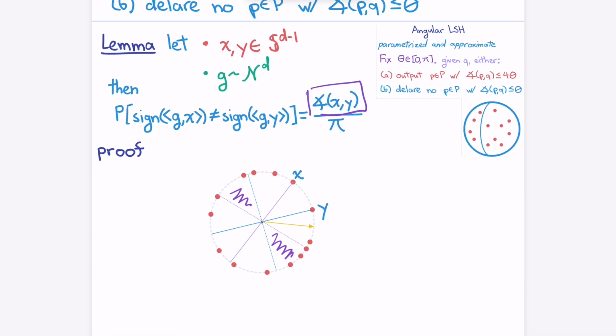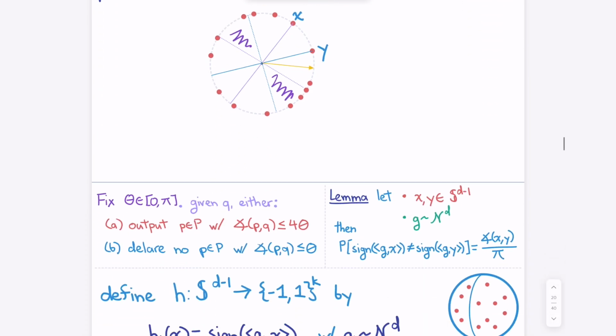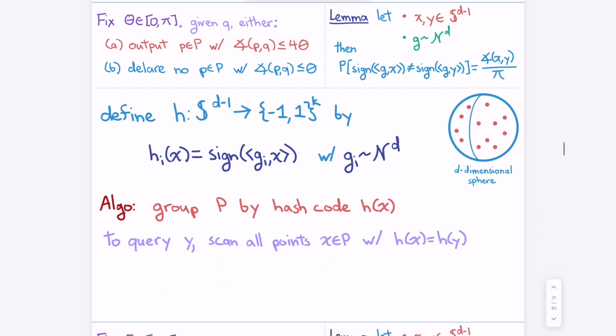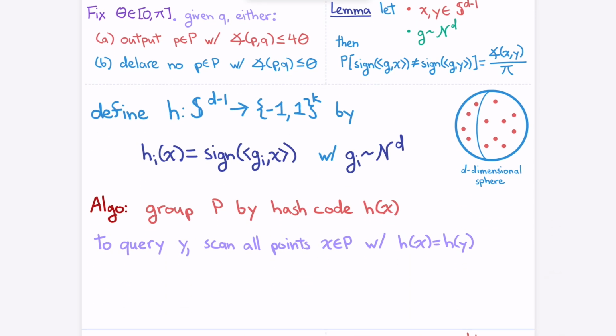How can I strengthen my hash? Because I really want to increase the odds of non-neighbors missing and increase the odds of neighbors colliding. We can do this many times, and then you get this big hash code: 1, -1, 1, -1, 1, 1, -1, -1, whatever. So we can do it several times, and then we can group by hash code. We'll figure out how many times we should do it in a moment. But the high level idea is we draw k random directions. That gives us our hash codes.